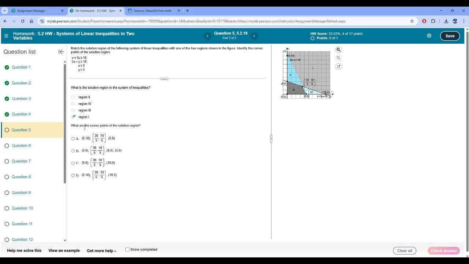Alright, moving on. What are the corner coordinates of the solution? That's 36 over 5, 18 over 5. 18 comma 0. 0 comma 18. This one, right? Boom, boom, boom. Yep.